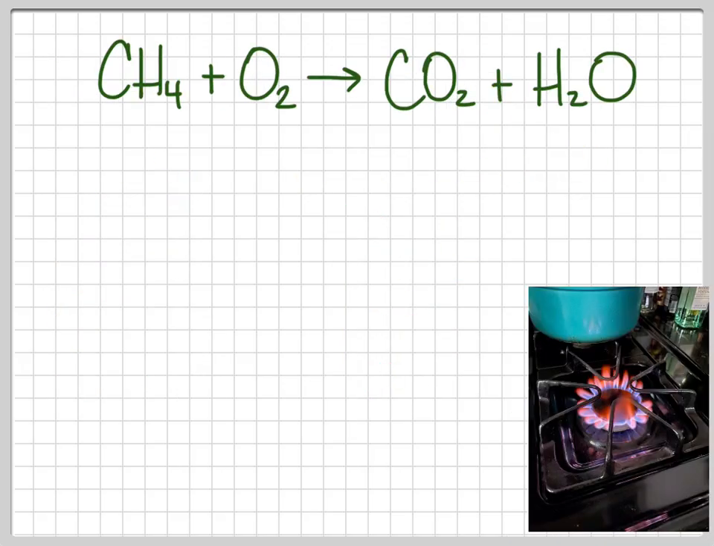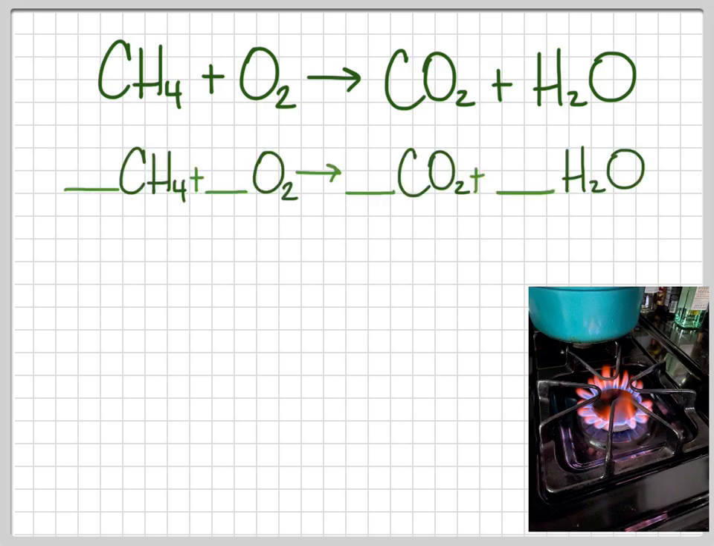Here's another reaction, and this is one that you should be familiar with. If you've ever cooked on a natural gas stove or been in a house that was heated with natural gas, that gas is methane, CH4, and when we burn it, we add oxygen, and what we produce is CO2 and H2O. Yeah, carbon dioxide and water. Pretty simple. So we want to balance this equation.